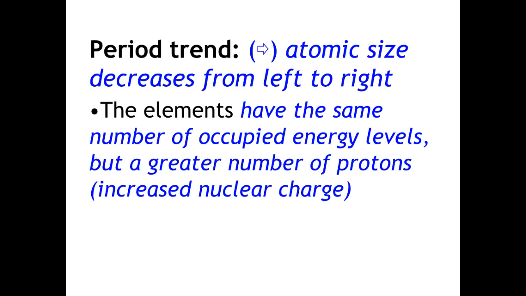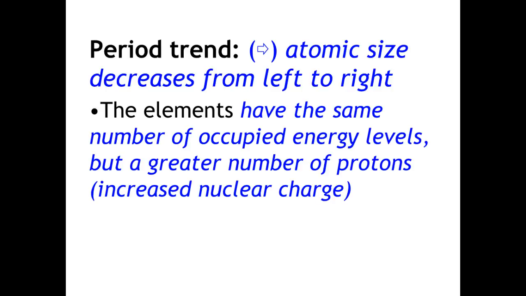So what's the other way? Going from left to right, following the periods in the periodic table, the atomic size decreases. So why? Why do they do that? Elements have the same number of occupied energy levels. Well, yeah, they're on the same period, but a greater number of protons. So what do protons do? They add charge, which means as you go from left to right in the periodic table, you are increasing that charge.